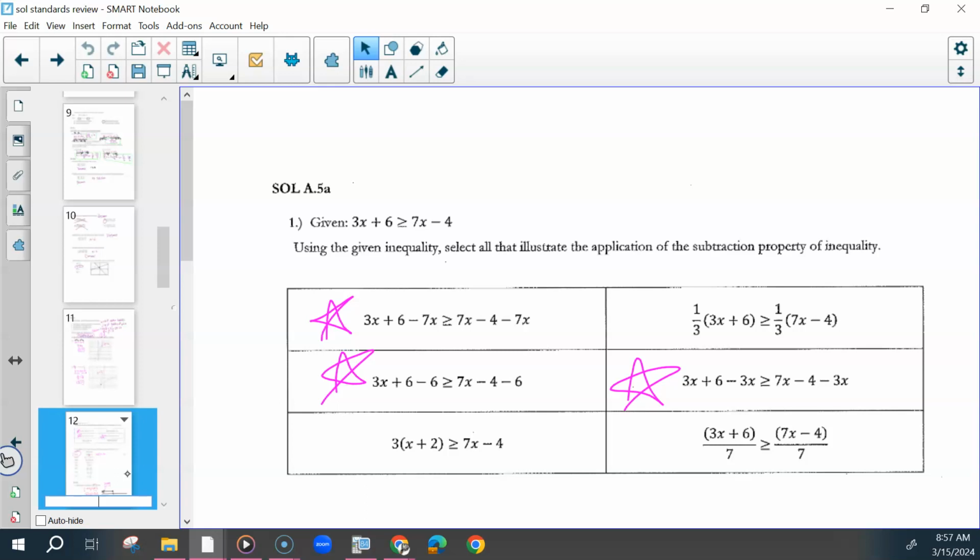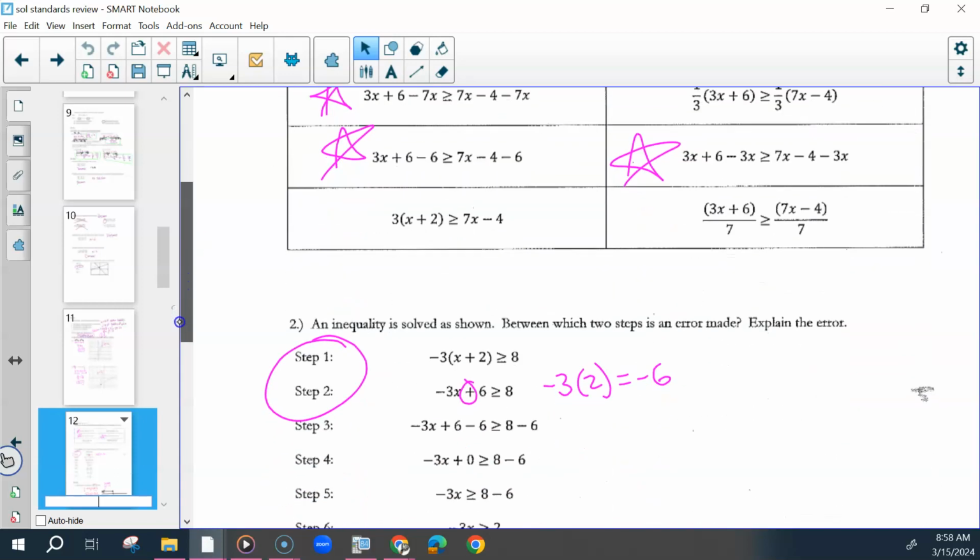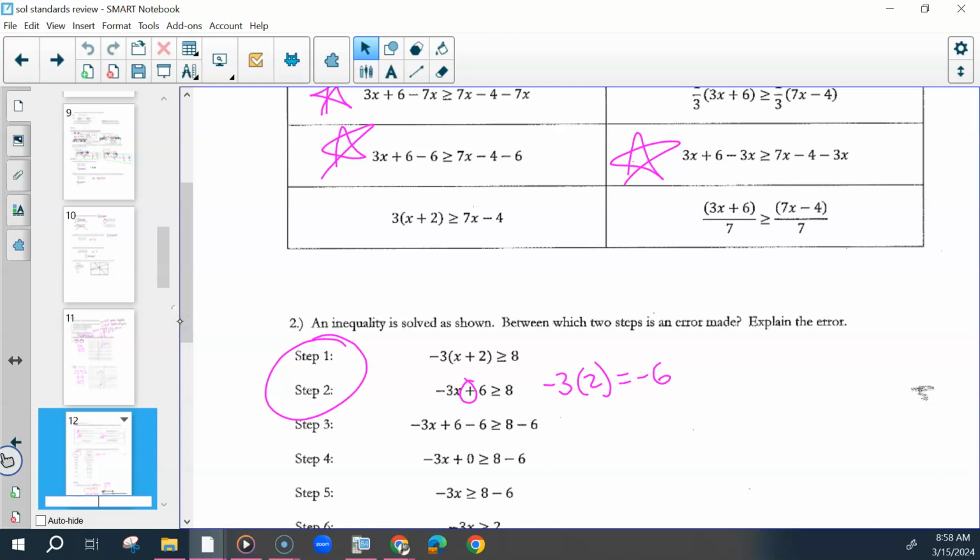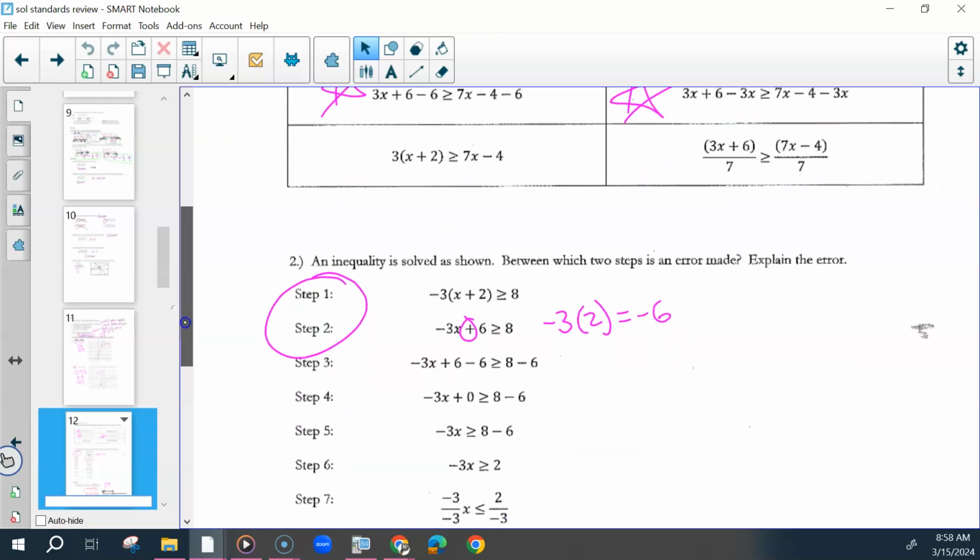These first two questions, the first question can't be done in Desmos because properties is something you would need to know. It's asking which of these are the subtraction property of inequality. That's these three. It's subtracting from both sides. And the next problem is saying there was a mistake made. Which two steps was the error made? Between step 1 and 2, when they distributed, they made this a plus instead of a negative.